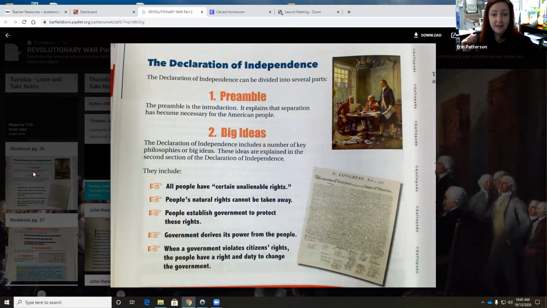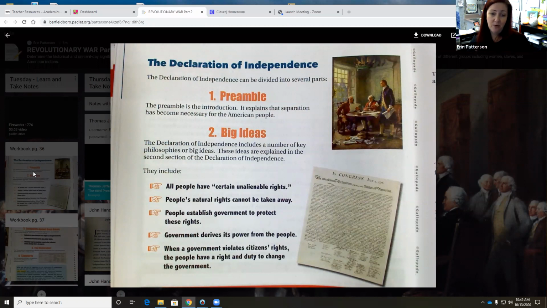And the first one you see there is all people have certain unalienable rights. Well, what that means, just as human beings, we have certain rights that are natural to living a healthy life. Unalienable is kind of a fancy word for saying they can't be taken away from you as a human. Just as a human, these are what you should naturally have.